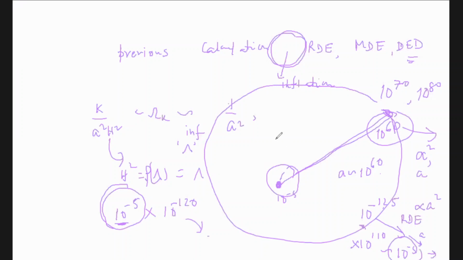So that's why this flatness problem is also solved by inflation. Because luckily, during inflation, it goes as 1 by a square, it decreases. So you create a very small number automatically. There is a mechanism now to create a small number.